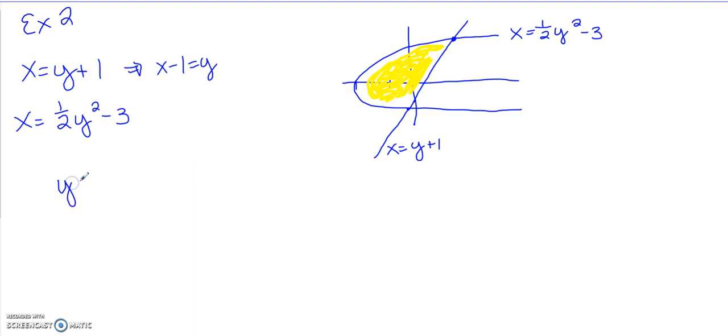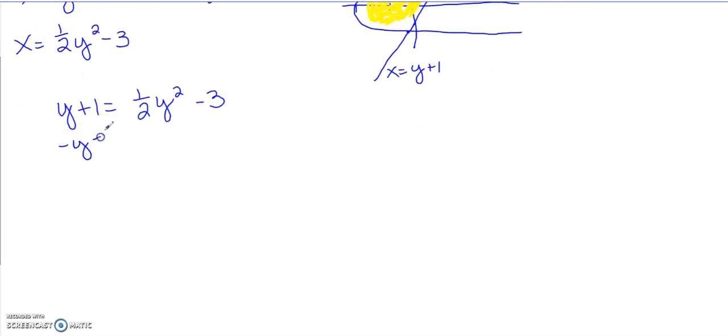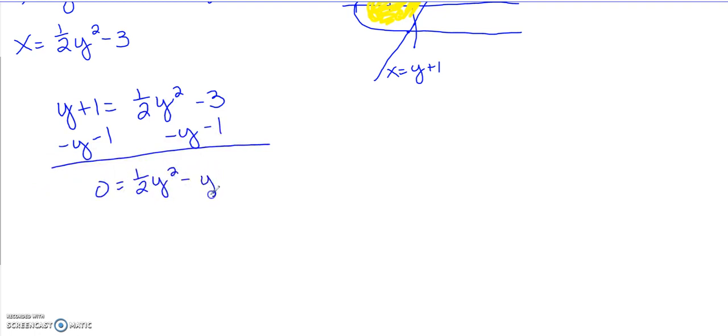So now let's go ahead and find our bounds. We're going to set both equations equal to each other, and then solve. So what I'm going to do is subtract y and 1 over. So 0 equals 1/2 y squared minus y minus 4. I'm going to get rid of the fraction, so I'm going to multiply everything by 2. So I get 0 equals y squared minus 2y minus 8.